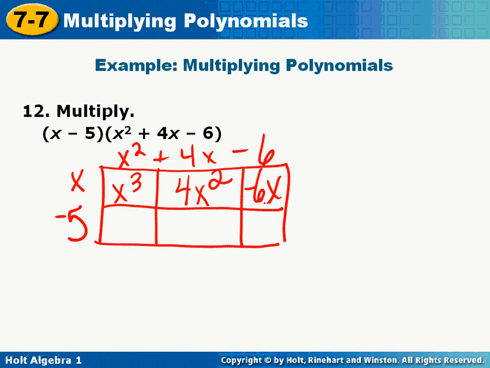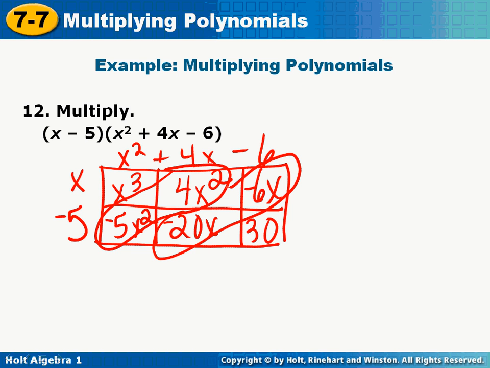Now we're going to multiply everything by negative 5. Negative 5 times x squared is negative 5x squared. Negative 5 times 4x is negative 20x. And negative 5 times negative 6 is 30. Now, usually when you do this, your diagonals can be added together as long as they have the same exponents. So negative 5 and negative 4, those are both x squares, and these are also both x's. Okay, so you're going to start your answer with this first term right here, x to the third.